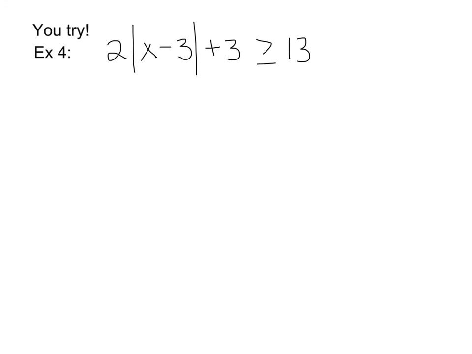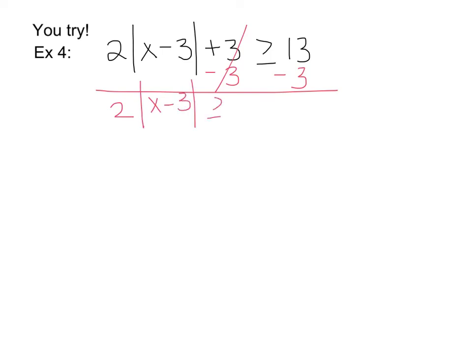Press pause, and I want you to solve example 4 and then check to make sure you got the right answer. Graph and write it in interval notation. So the first thing you should be asking yourself is, are my absolute value bars by themselves? If you notice, there's a plus 3 at the end and a 2 in front, so we have to move those first. So we're going to start by subtracting 3. So that gives me 2 times the absolute value of x minus 3 is greater than or equal to 10. And then to get rid of the 2, we divide both sides by 2. So that gives us the absolute value of x minus 3 is greater than or equal to 5.